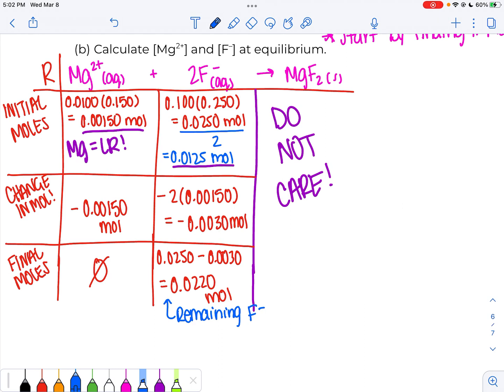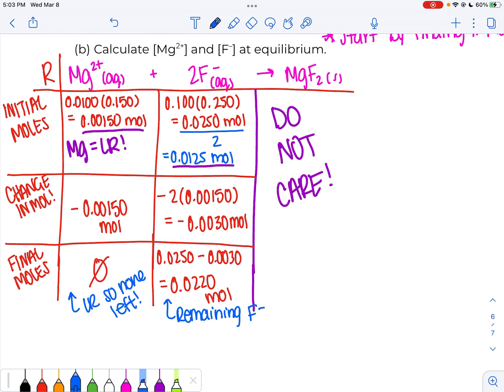So here's our remaining F minus. LR, so none left. Okay, so this is our number of moles of each of these things that's left over after we make our precipitate. But keep in mind, our precipitate is said to be insoluble, but we know that insoluble salts can undergo dissociation to release some of those ions back into solution. So we're not done with this problem to find our concentrations at the end.